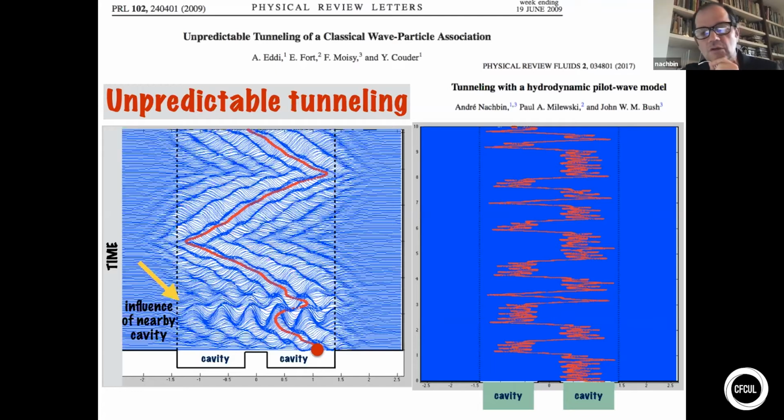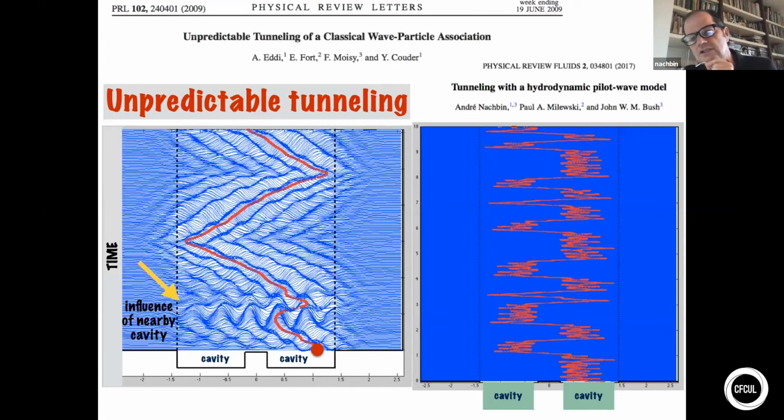And the first thing that called my attention a long time ago is that actually the activity in the empty but neighboring cavity prevented the droplet from tunneling. And this is very recurrent. So the dynamics in the neighboring cavity, even when it's empty, is important.